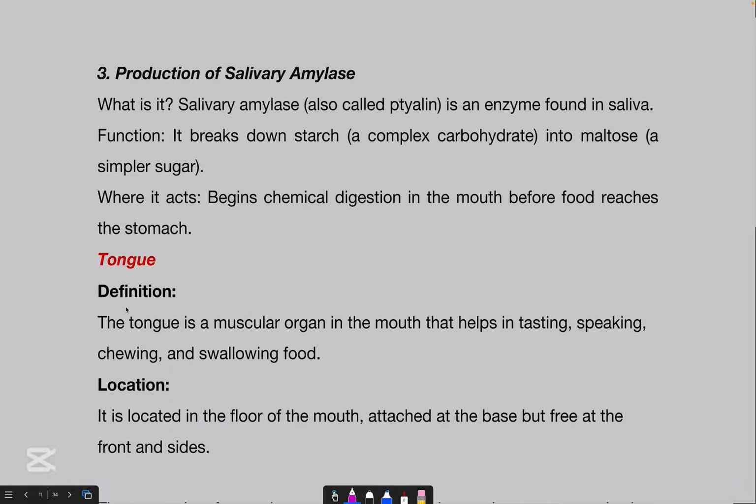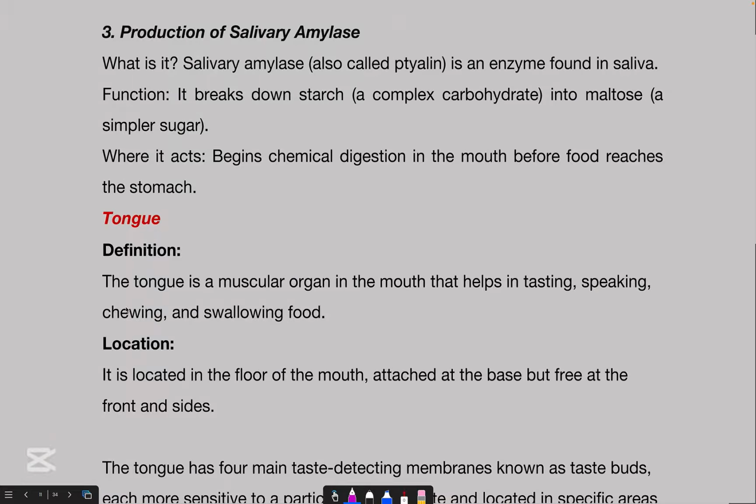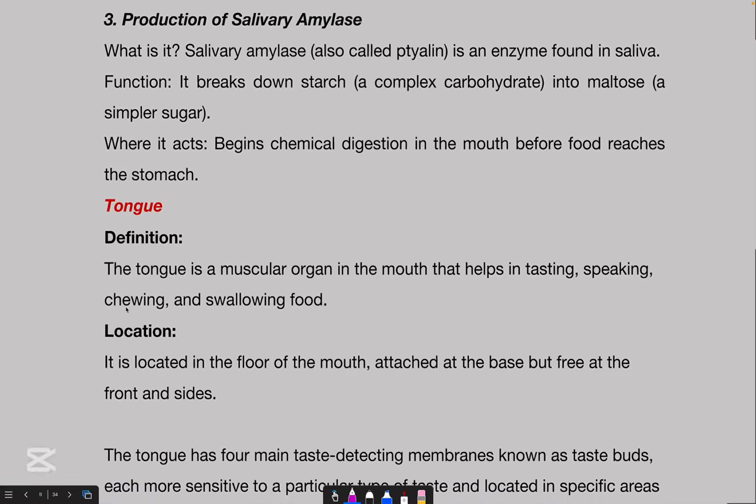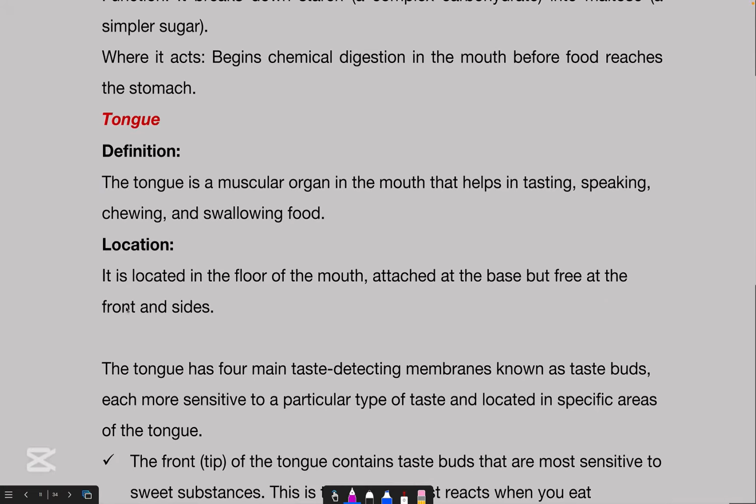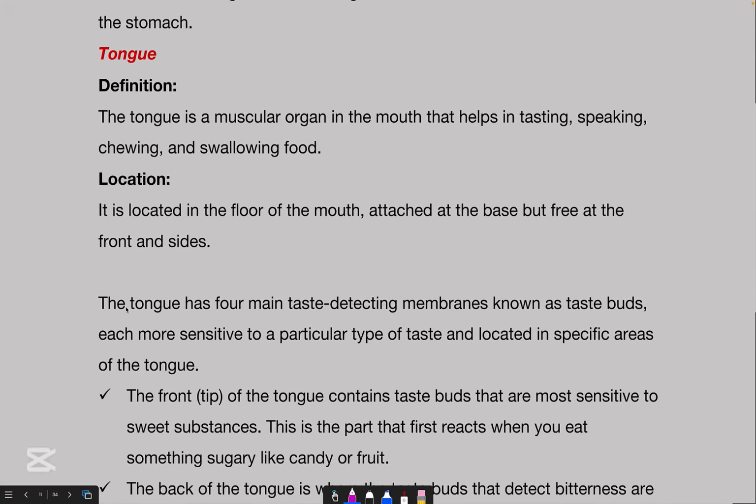All right. Then the tongue. Let's talk about the tongue. The tongue is a muscular organ in the mouth that helps in tasting, speaking, chewing, and swallowing. Have you ever had a tongue problem where you could not feel the taste? Some of you have had a tongue but could not taste anything. Has it not happened to you before? Yes. Now, the location: it is at the floor of the mouth, located at the base, but free at the front side and sides.